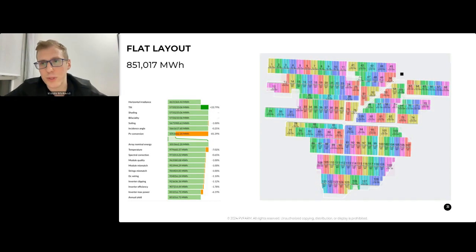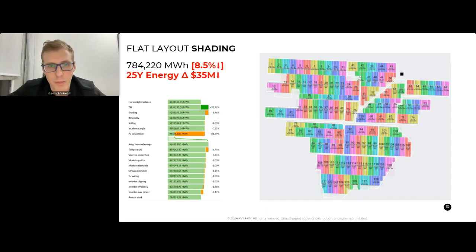So first of all, what we did is that we ran energy production on a flat layout. That's basically what people do today. Mostly, people run shading on the flat layout. And as you see here, because we ran shading on a flat layout, we lost 8.5% of the production, which again doesn't mean that much until you translate it into revenue over lifetime, right?